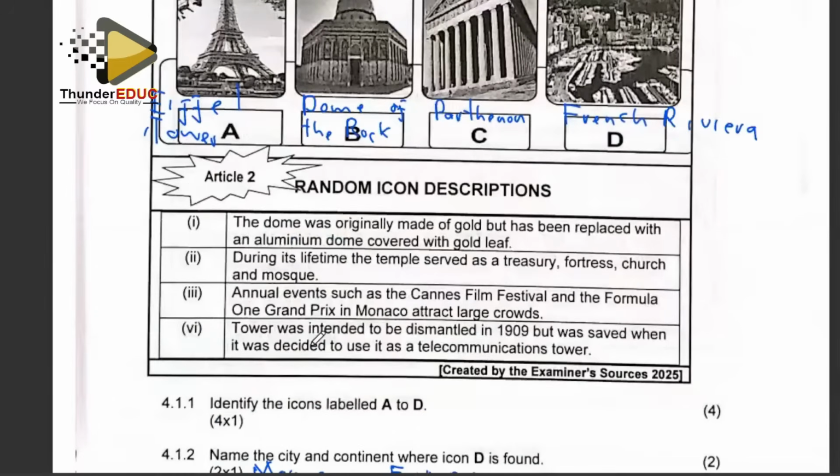That is, it was a tower that was intended to be this. So this is A. I'll be writing the answer next to this is A. This description matches A. Then the next one, B, the Dome of the Rock.